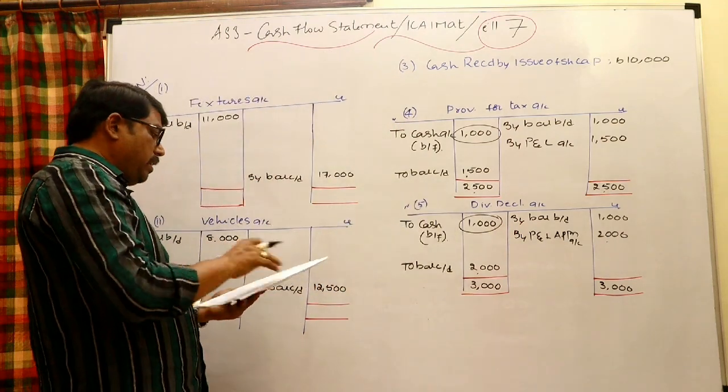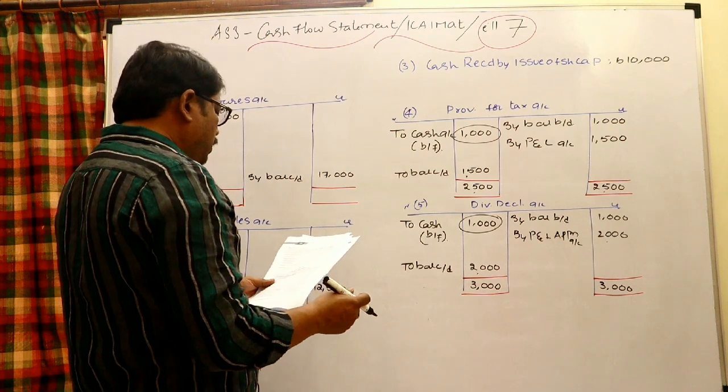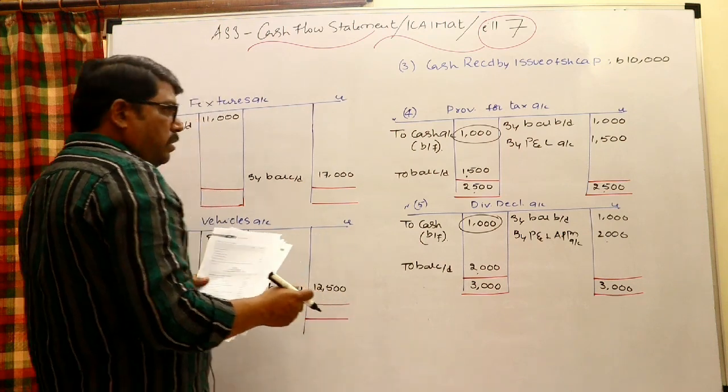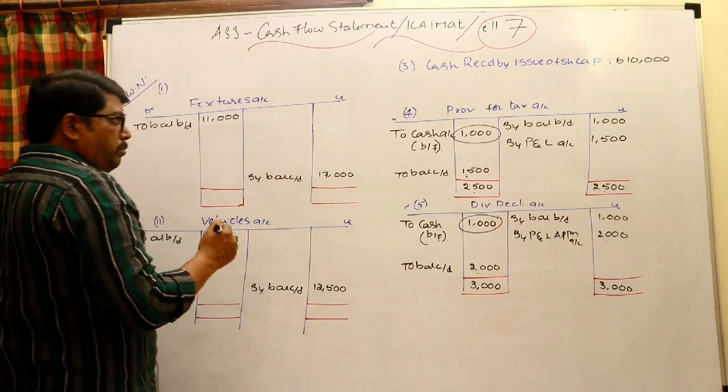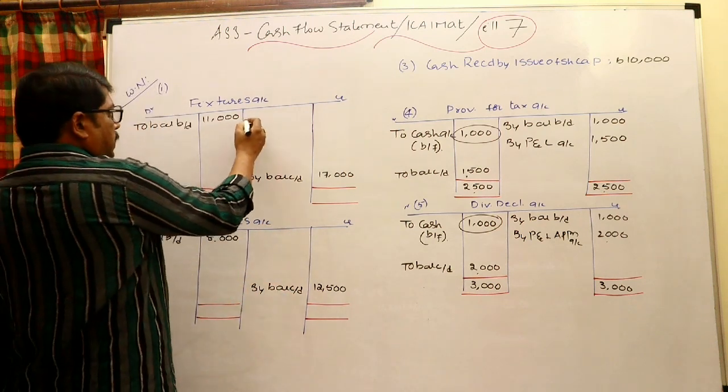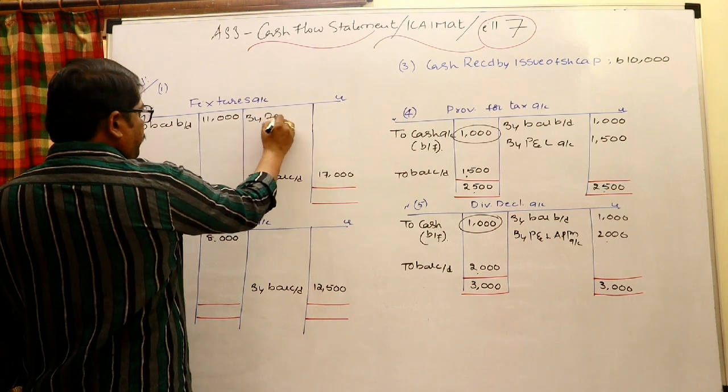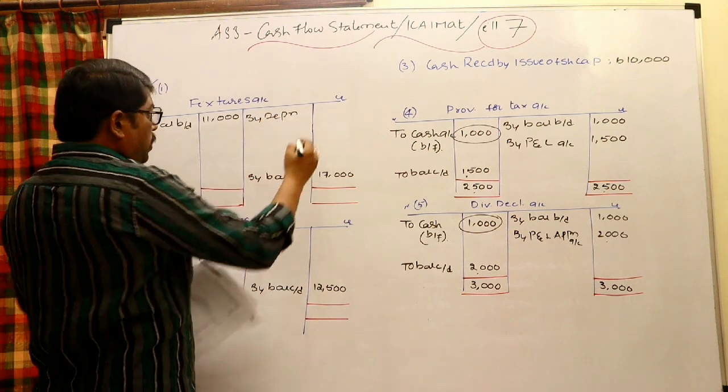And it is very clearly mentioned that fixtures were depreciated by 1,000 during this year. There is no other information related to fixtures. Entry: depreciation to asset, in the asset by depreciation 1,000 given.